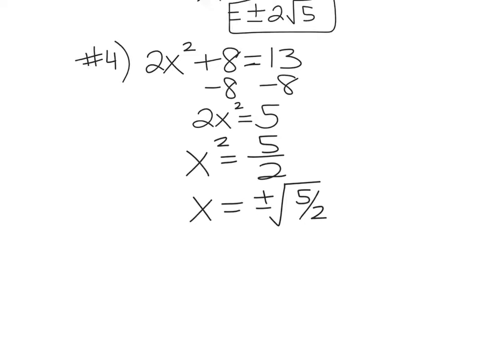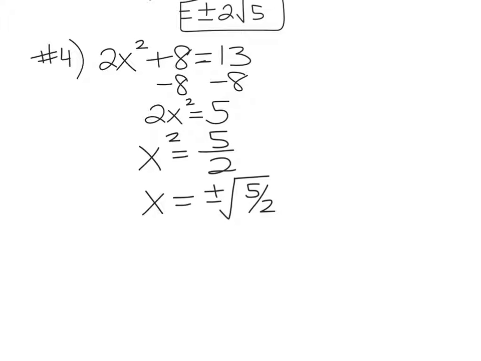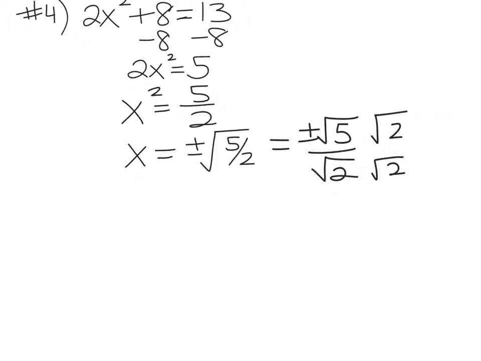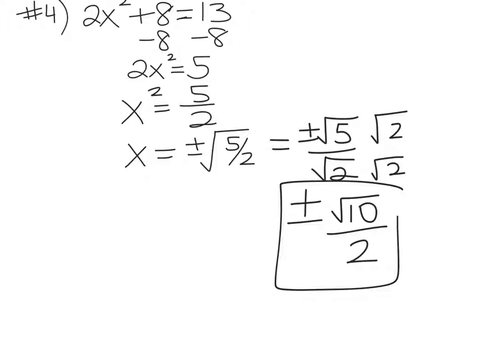So what we need to do is remember what we did on Monday. We need to break this up into rad 5 over rad 2. Do you remember this type of problem? Yeah? And then multiply top and bottom by what? Rad 2. Because we're not allowed to have radicals in our denominator. So to fix that problem, we multiply by that radical. And we end up with plus or minus rad 10 over 2.